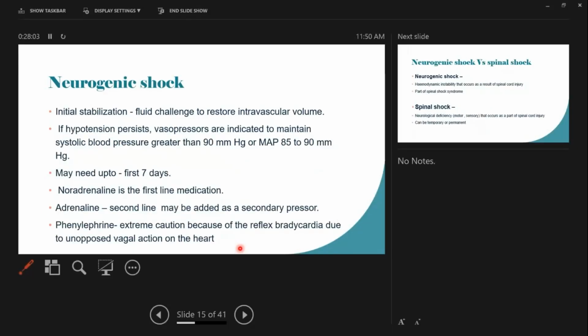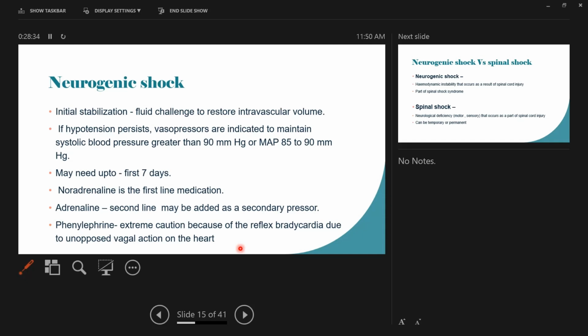Your initial stabilization is you're going to give some fluids and see, because as I told you, there is vasodilatation and filling might be adequate for these patients. Just fill and see whether this is adequate. Of course, this patient has a higher spinal cord injury, so might have breathing difficulties as well, which need other forms of support. But we are talking about neurogenic shock only. So if your hypotension persists, then you have to have something that will constrict your peripheral vasculature.